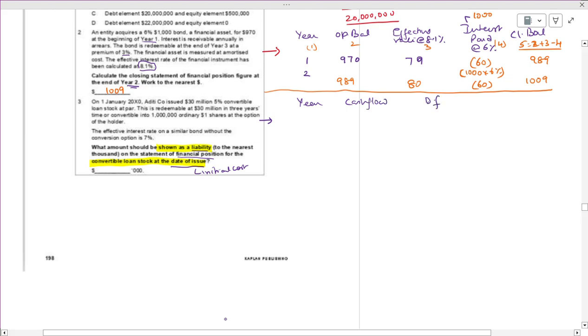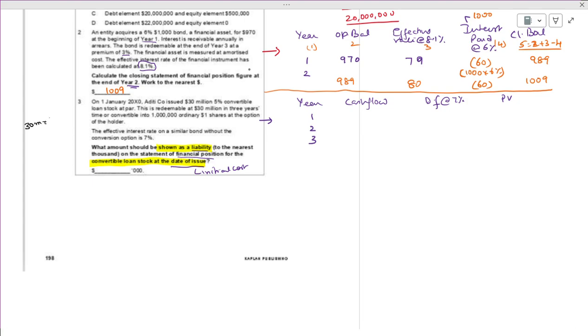The second one is the discount factor. What is the discount factor? They say the effective rate is 7%, so the discount factor is at the rate of 7%. Then the present value of cash flow. This is the first step we are doing, for years 1, 2 and 3. Now the cash flow: how much are they saying? 5% of 30 million.